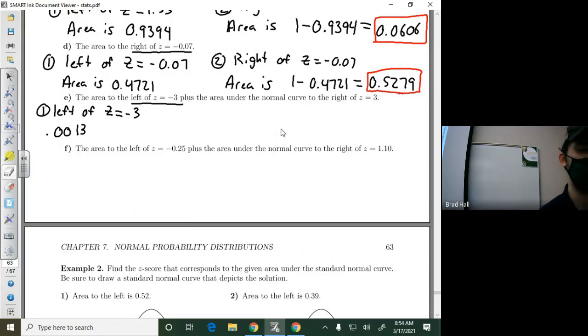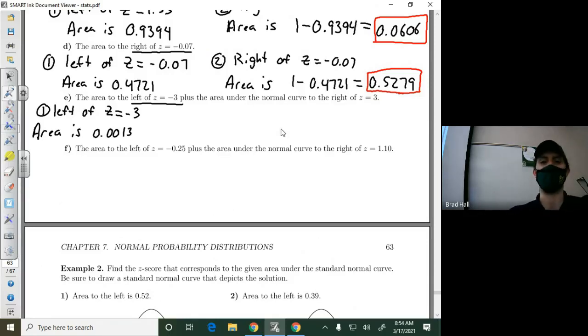I want to write the area is 0.0013. And this makes sense that there's not much area to the left of this because this is a very far out z-score. A z-score of -3, that's normally pushing it. And we don't have to complement it because it's to the left. So let's just move on real fast.